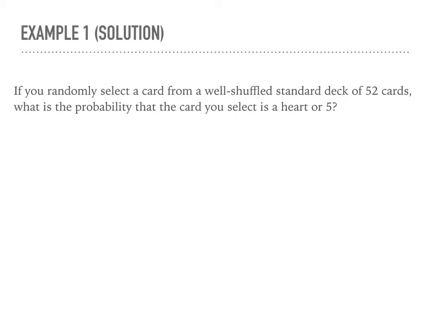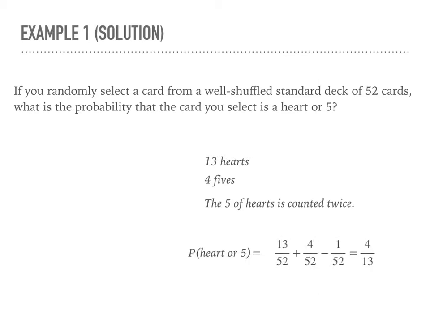Alright, so example 1, if you select a card from a well-shuffled standard deck of 52 cards, what is the probability that the card you select is a heart or a 5? We see that there's 13 hearts, there are 4 5s. The 5 of hearts is counted twice here. So we end up with the probability of being a heart or a 5 is 4 over 13.